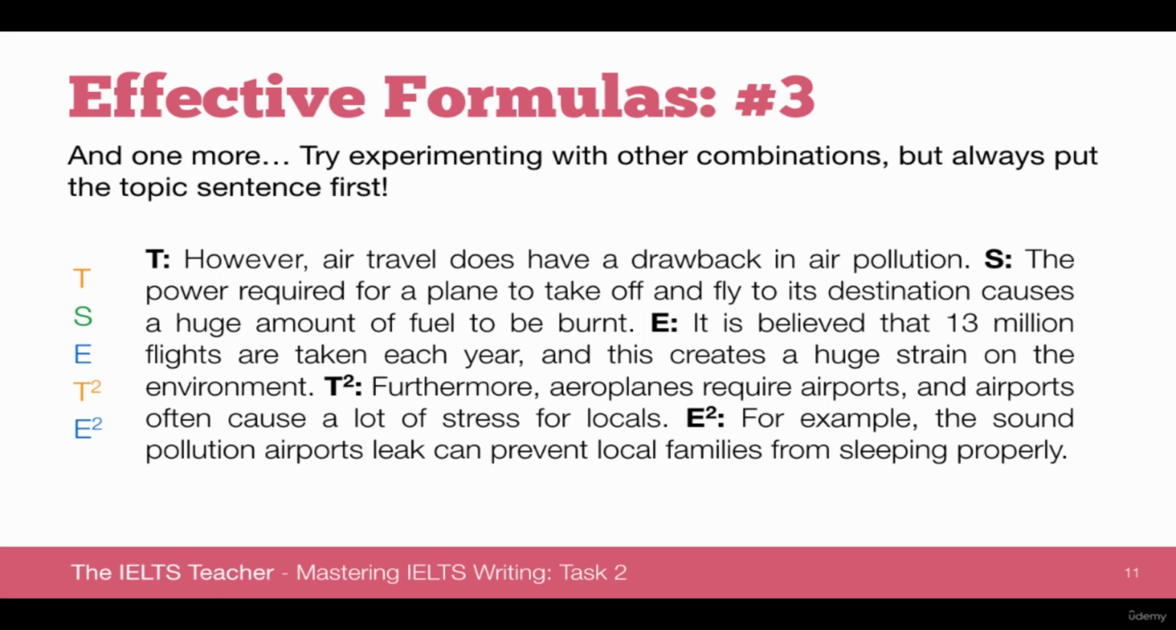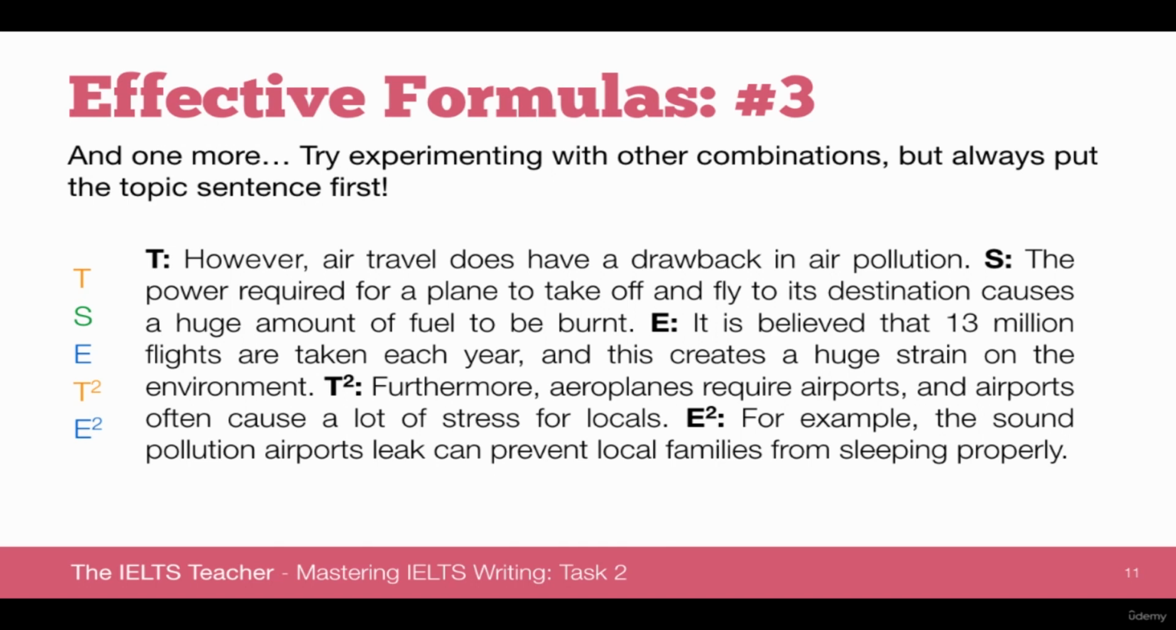So, here we are looking at the other body paragraph in this discussion essay, where we're looking at the drawback. So try experimenting with lots of different combinations, but remember to always put the topic sentence first. In this case, we've gone topic sentence, support, example, second topic, second example. However, air travel does have a drawback in air pollution.